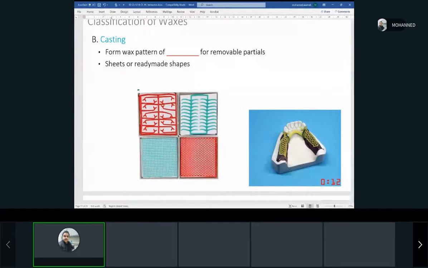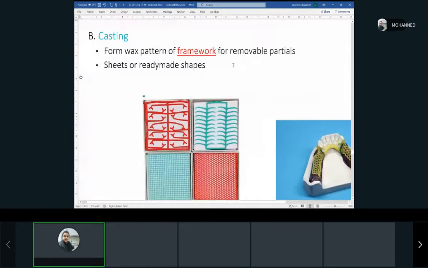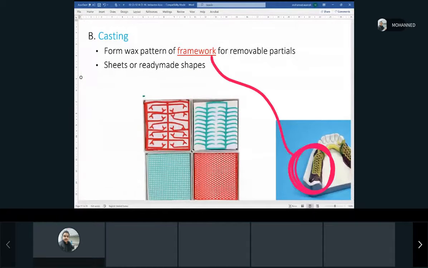Anyway, the casting wax, which is part of the pattern wax, is used to do the framework for removable partial dentures. The framework is what you see here. That is called the framework of the partial denture. So it's not the teeth, it's what the teeth would sit on. Usually, as you can see, they come in ready-made shapes that we can cut and use right away to make these things here.